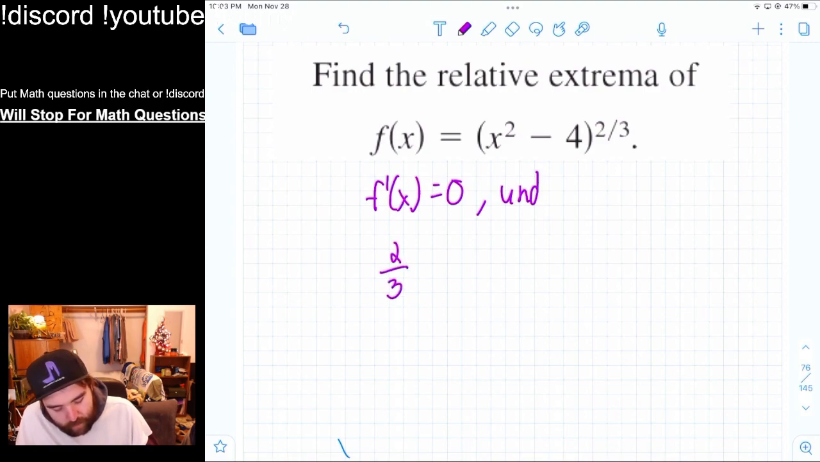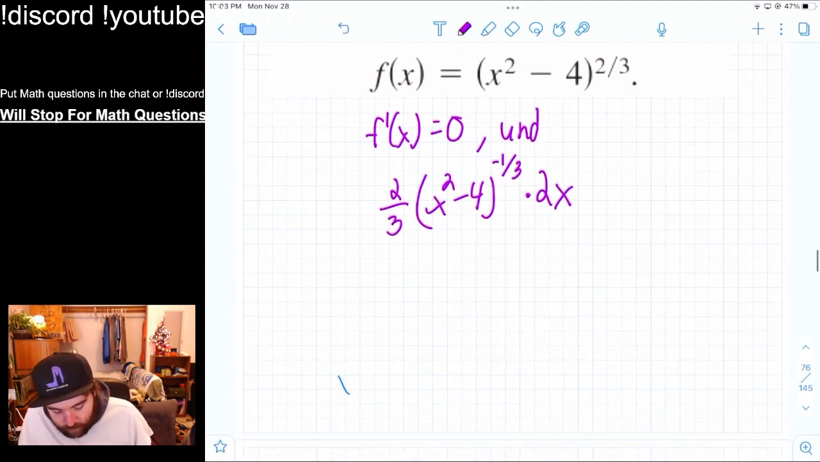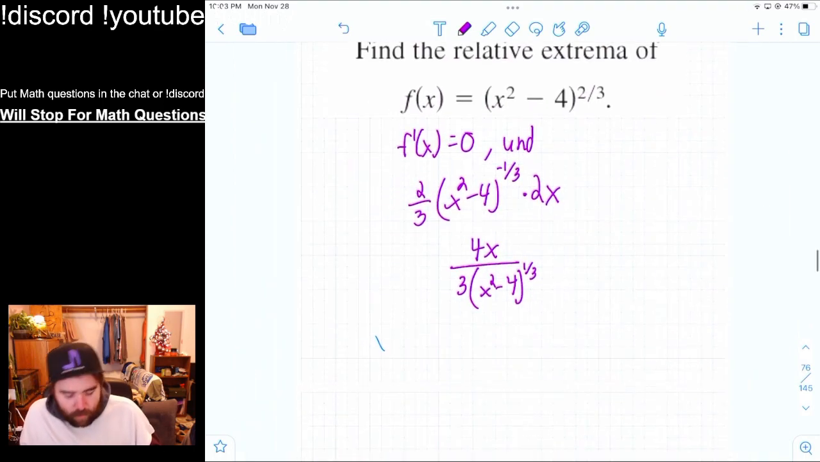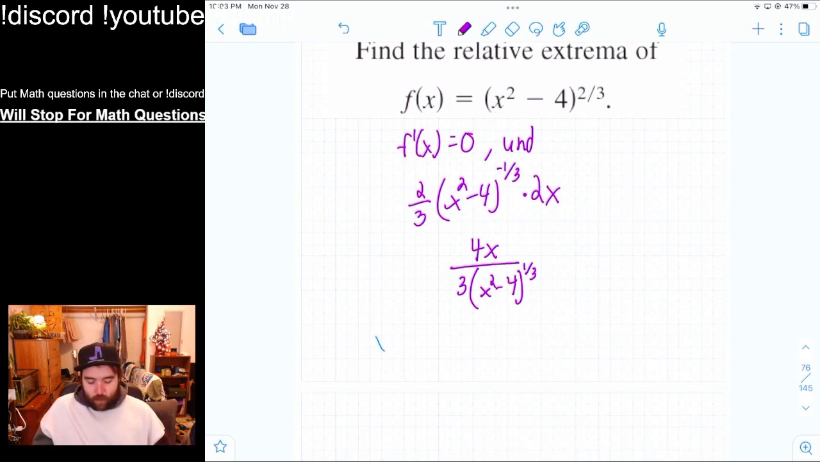So of course, both of those, the first step is taking the derivative. So power rule here, 2/3, you go x squared minus 4 to the negative 1/3 times 2x. So let's clean that up a little. We'll have 4x. We'll have this 3 on the outside. And I'll go ahead and keep this as to the 1/3, minus 4 to the 1/3. Okay, so that's the derivative. And we want to know when is that derivative equal to 0 and when is that derivative undefined.